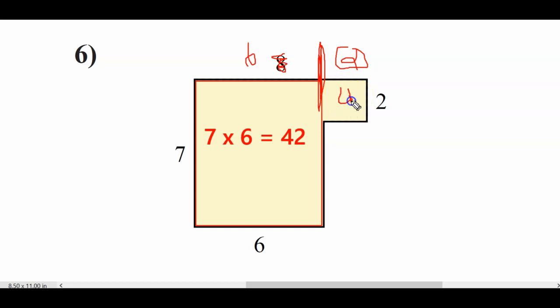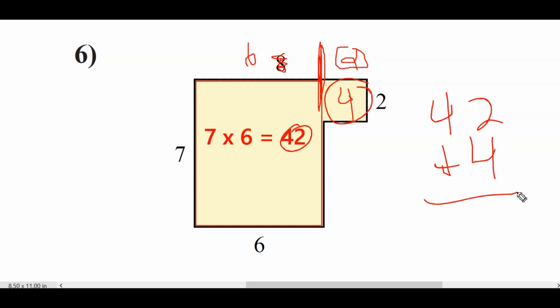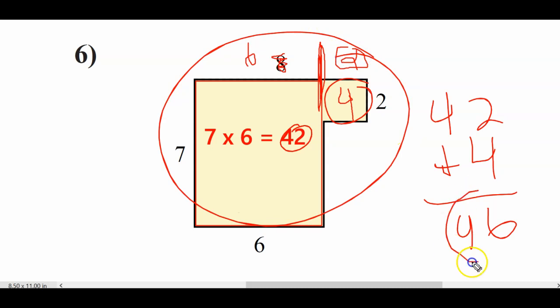You're right. So now I have 42, which is this area, plus the area of the square, which is 4. 42 plus 4? 2 plus 4 is how much? 6. And then 4 plus 0 is 4. So the area of the whole thing is 46.